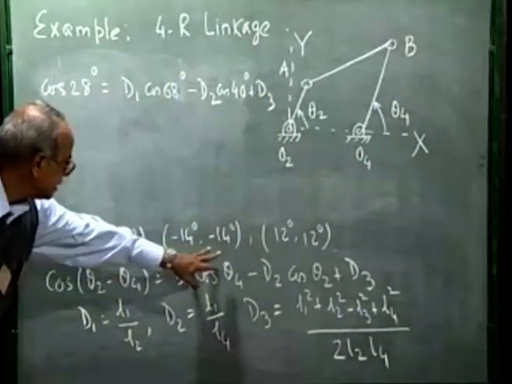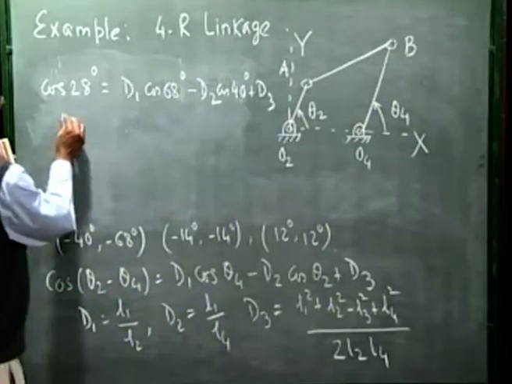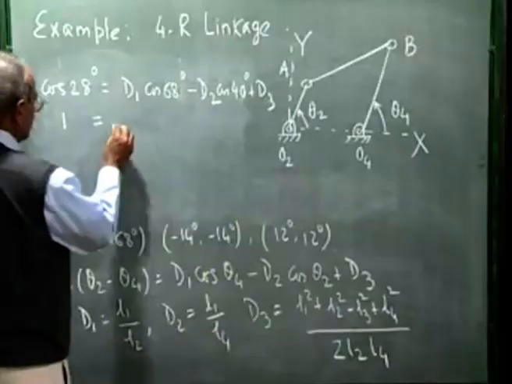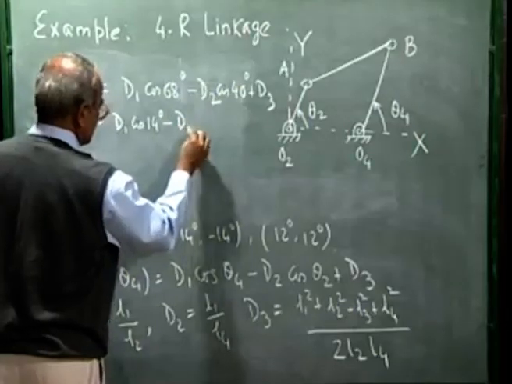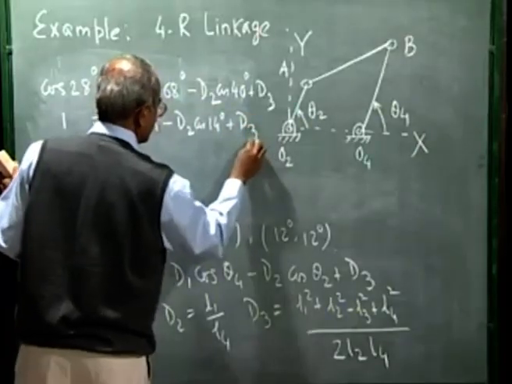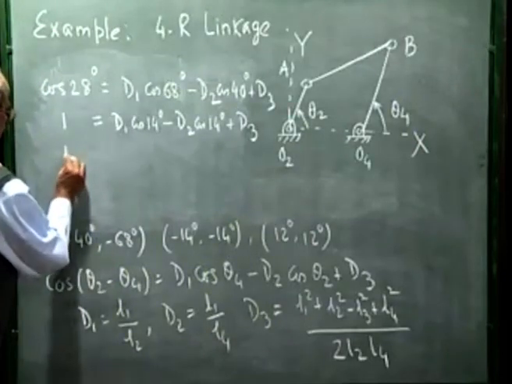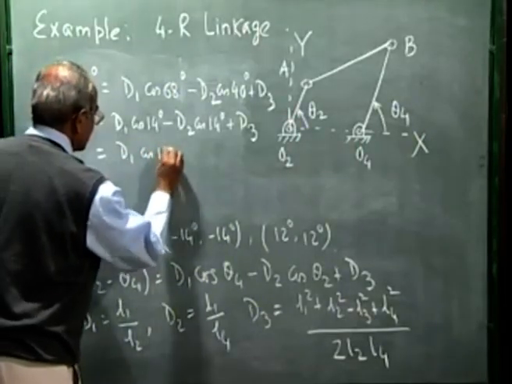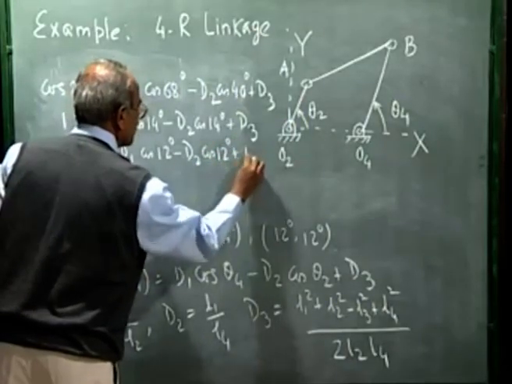Now if I use this set, theta 2 and theta 4 are same, so this is 1, and here we are getting d1 cosine 14 degree minus d2 cosine 14 degree plus d3. And if I use the third set, again theta 2 and theta 4 are same, so cosine 0 is 1, and I am getting d1 cosine 12 degree minus d2 cosine 12 degree plus d3.